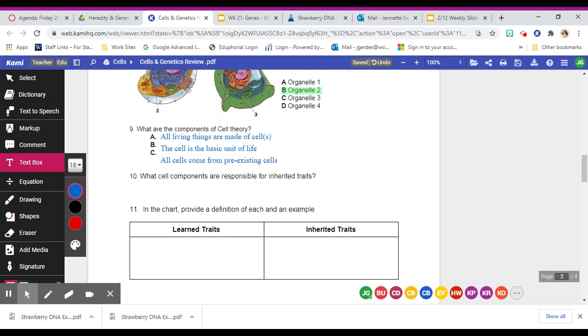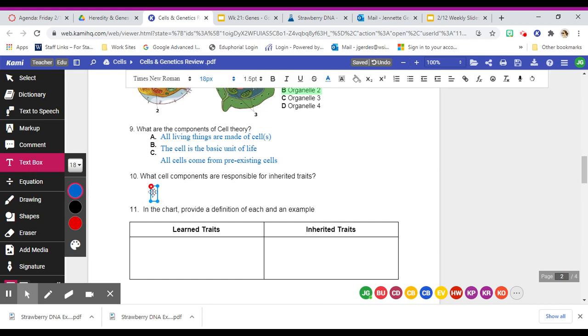Okay. What cell components are responsible for inherited traits? So for this question, don't make it more complex. Where do we find the living material or the genes and the genetic material that we pass on to our offspring? You should have said the nucleus.